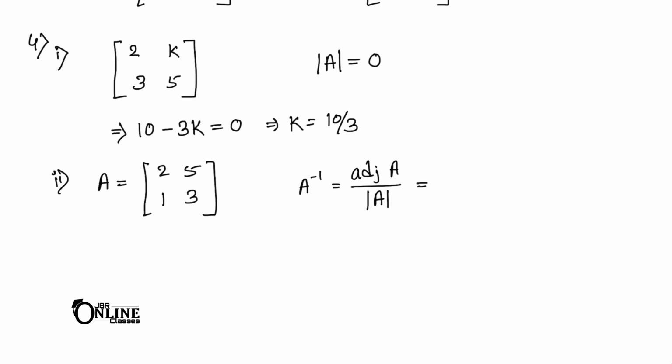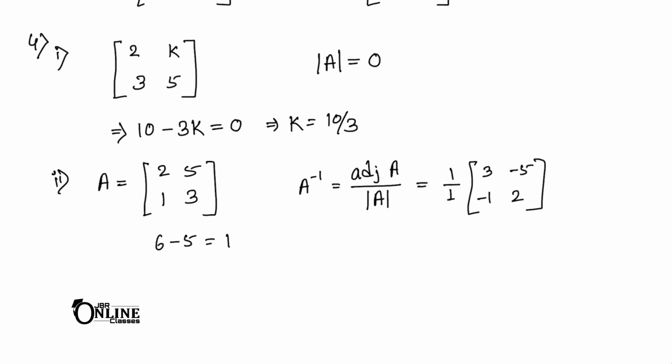So first you write down the matrix, that is 3 2, and here it's minus 5 minus 1, and then 1 by det. Now here det will be 3 into 6 minus 5, so it will be 1. So det will be 1 by 1. So your answer will be 3 minus 5 minus 1 2. Okay, 3 minus 5 minus 1 2, that is A inverse.